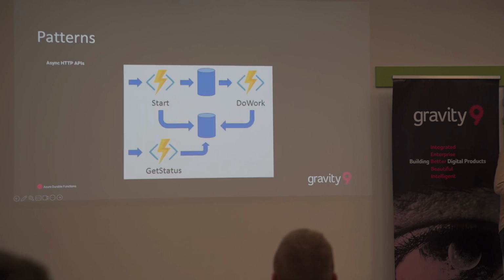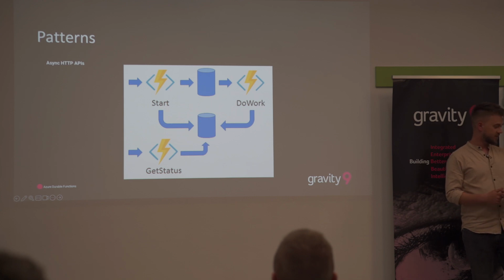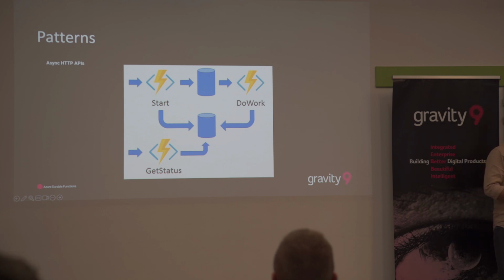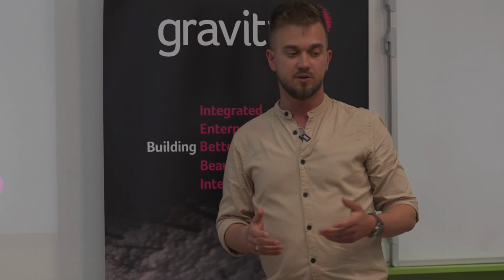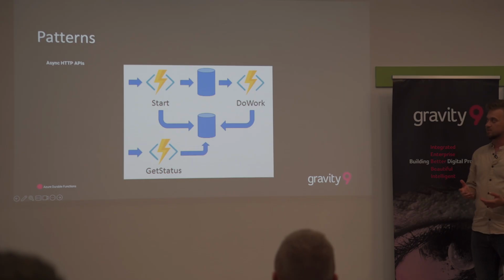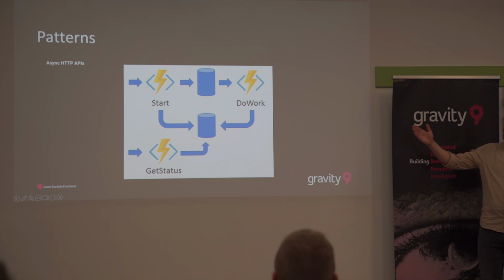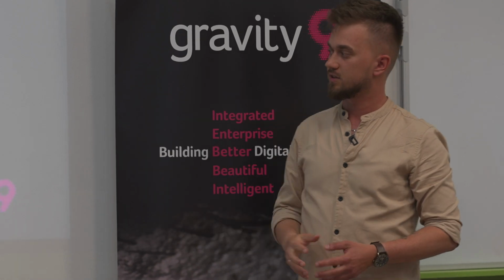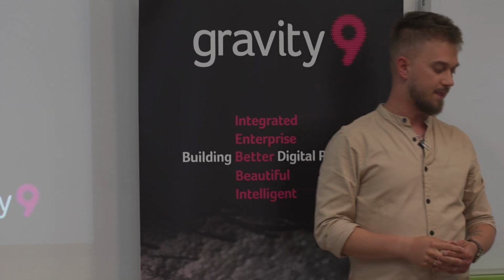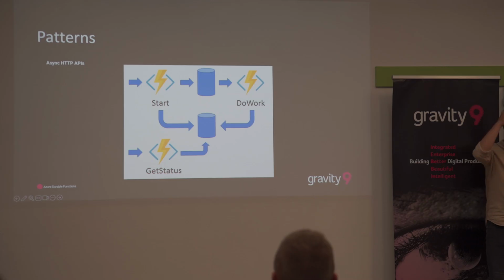Another pattern I would like to cover is, of course, the async HTTP API. This is where we get to the more complex solutions. The async HTTP API handles the status of the operation for you. So it's for example for long-running processes, right? You have a function that starts execution, then a function that does the work, but you have another function that gets you the status of the process right now.